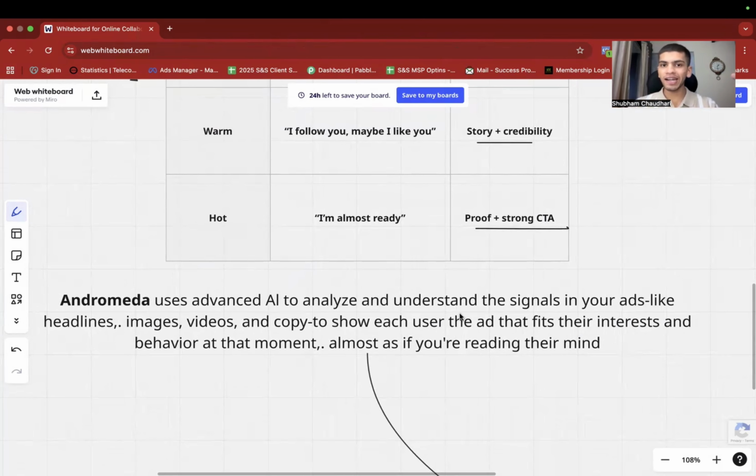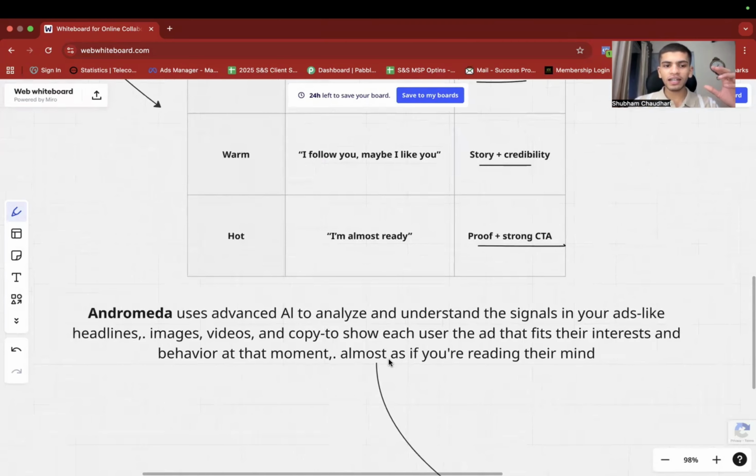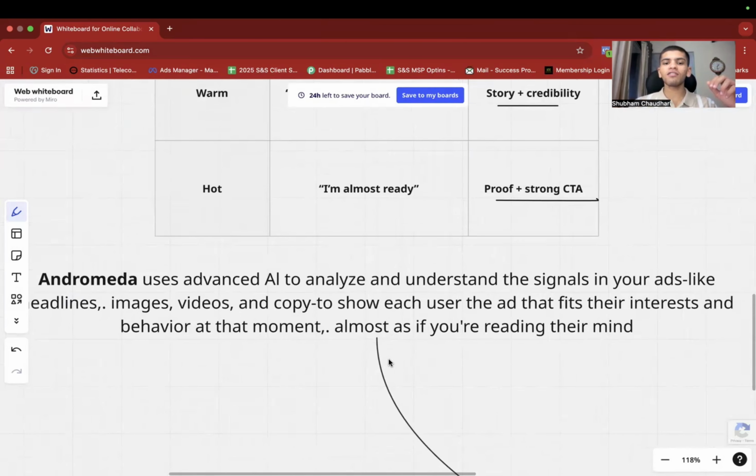Which is like the headline that you are using, the images that you are using, the videos that you are using, and the copy to show each user how this ad is trying to show the interest that you're trying to target, how this ad is made for it, if it's fitting for it or not, and the behavior at the moment.